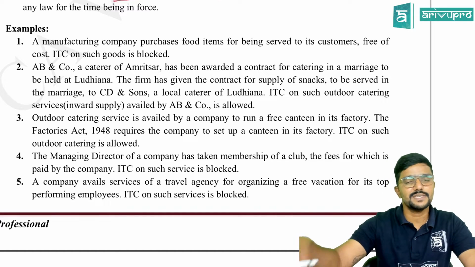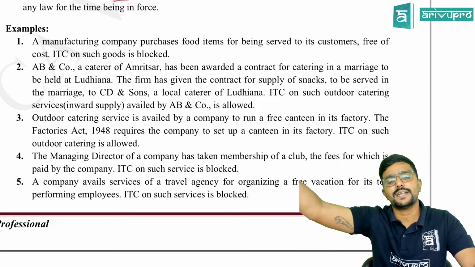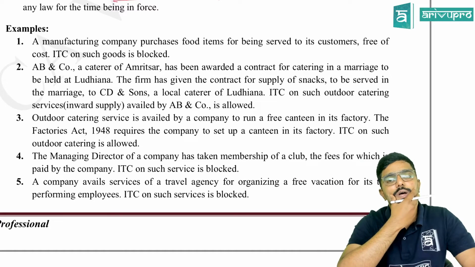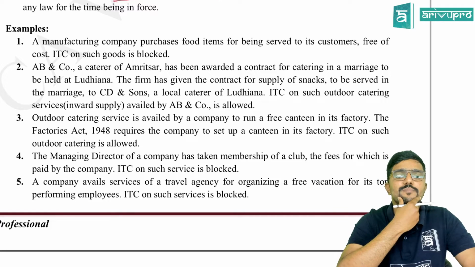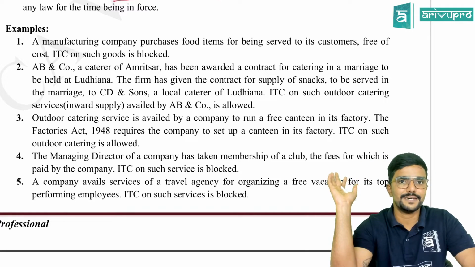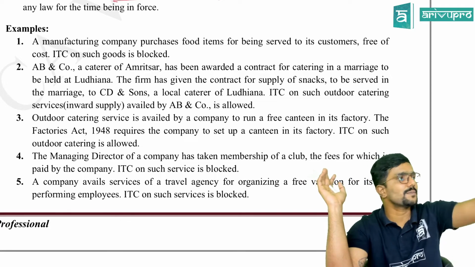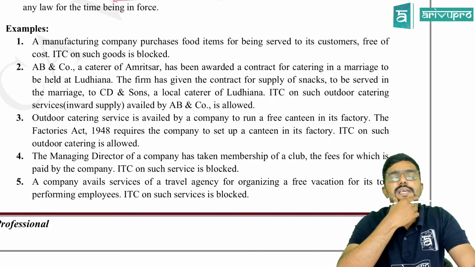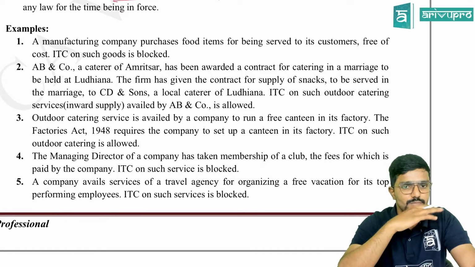So AB and Co is a catering company. They have subcontracted to CD and Sons to purchase snacks. So on purchase of snacks, whatever GST has been paid by AB and Co, they can claim the credit because they are further supplying the same category of goods.